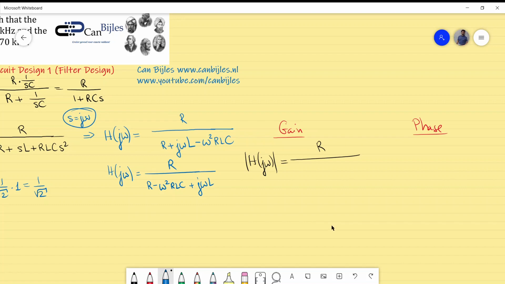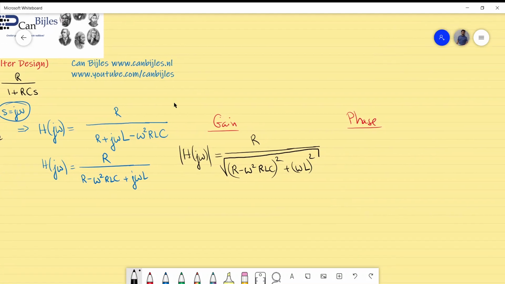It will be actually the following: R minus omega squared RLC in total squared, plus omega L in total squared, and of course the square root of that. That's actually the length of this one. That's the gain, just the expression for the gain.